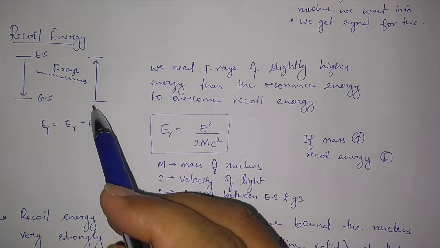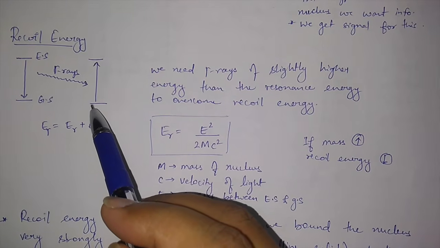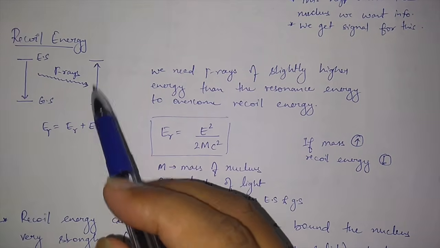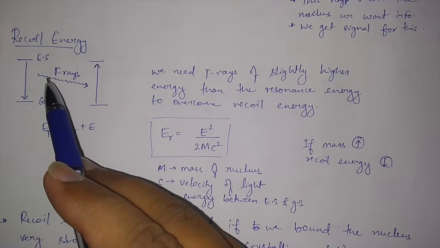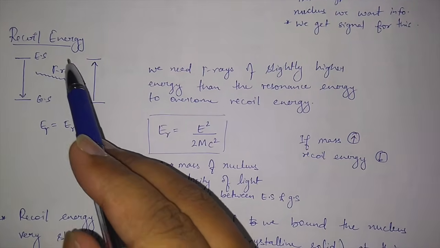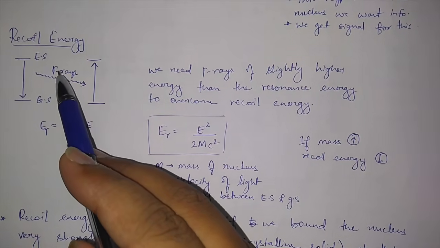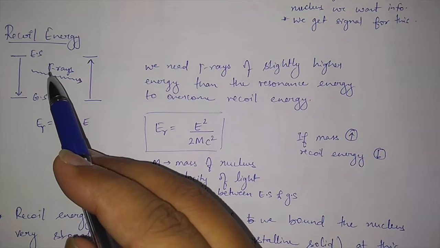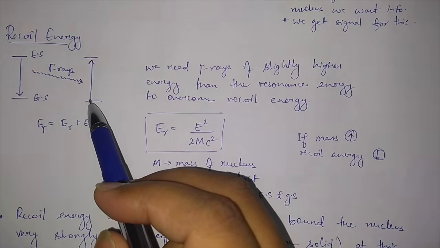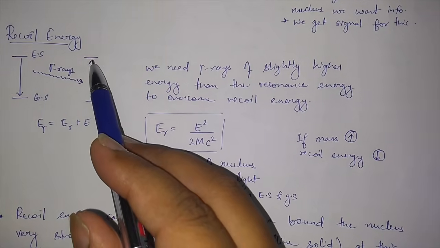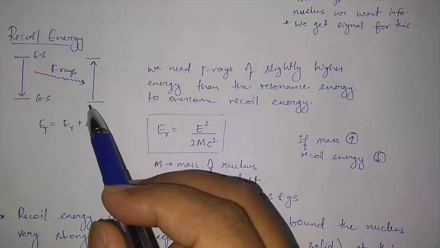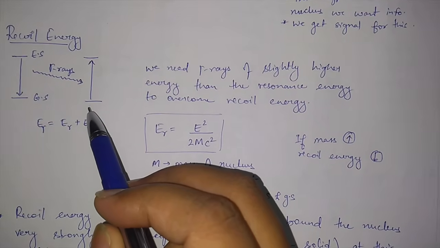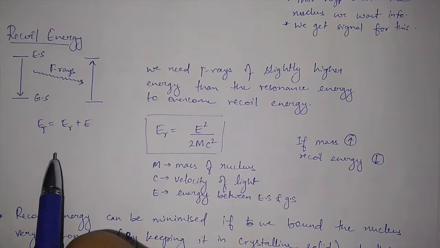So let's say if recoil energy is 2 joules, so 2 joule will be required for recoil, and the other 8 joule will only be available for transition, and then the transition will not take place. So that's why we need a gamma ray of slightly higher energy, let's say 12 joule for this case. I've just taken it as a case. If I take 12 joule energy of this gamma ray, then 10 joule of it will be utilized for making the transition, and the other 2 joule will be utilized in overcoming this recoil energy.